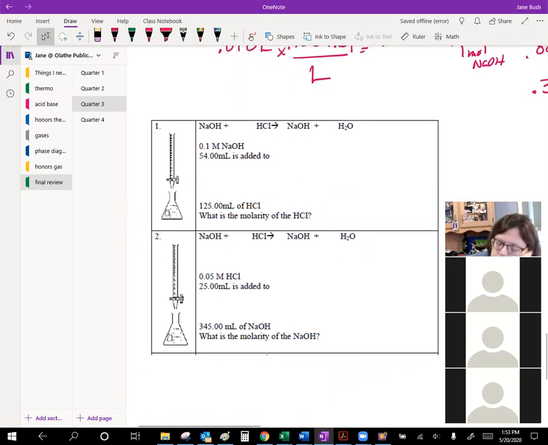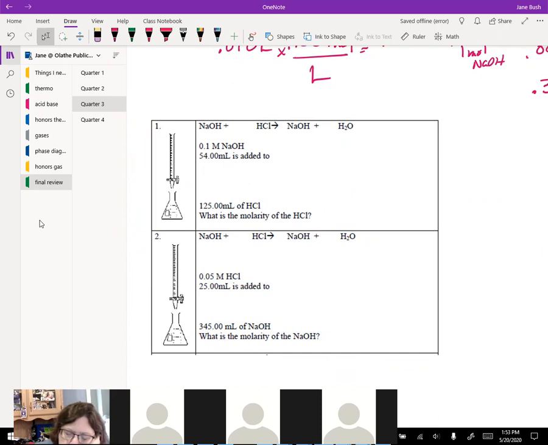Okay. So here is an example. We have sodium hydroxide, and it tells us that we had 0.1 molar sodium hydroxide. It gives us the volume we used. We had 125 milliliters of hydrochloric acid in the flask, and it's asking for molarity. So we start with what's known. Well, we know both pieces here. We only know one piece here. So we're going to start with NaOH.